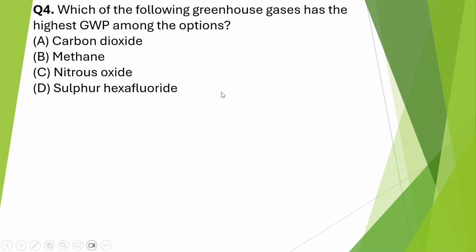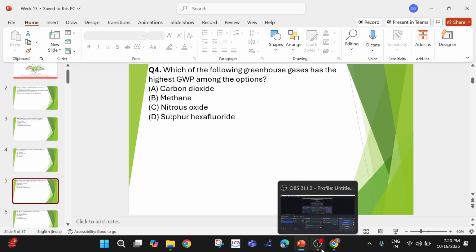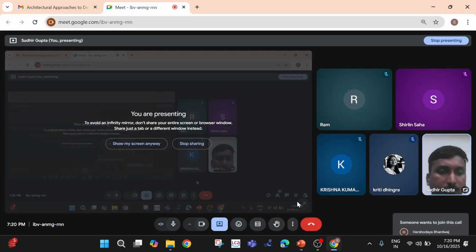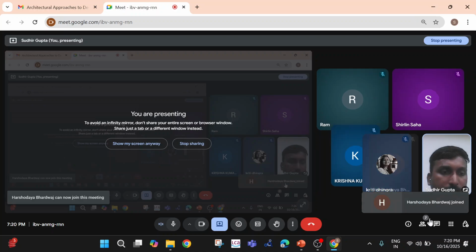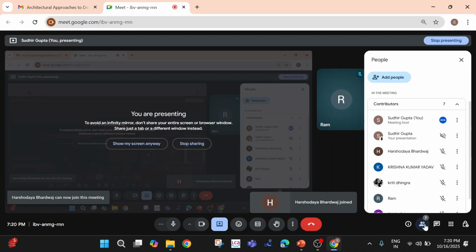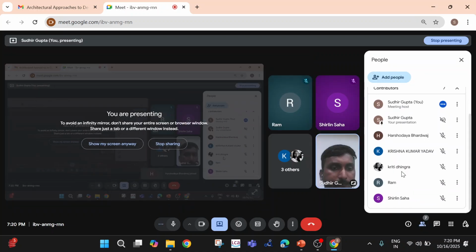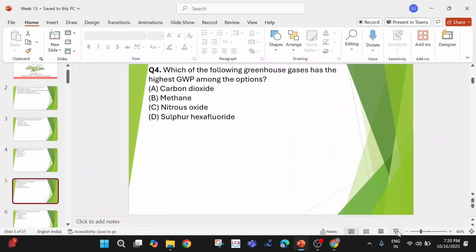It is sulfur hexa. So let me admit the 5th participant, I guess. Yeah, so one more participant wants to join later. So now we are having 5 participants. So let us discuss the answer, the correct answer.